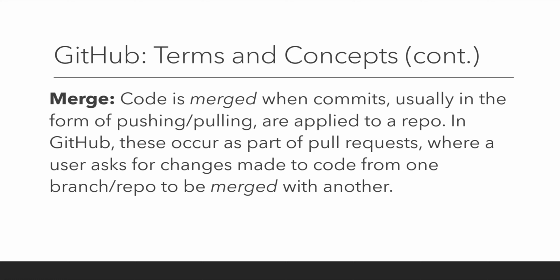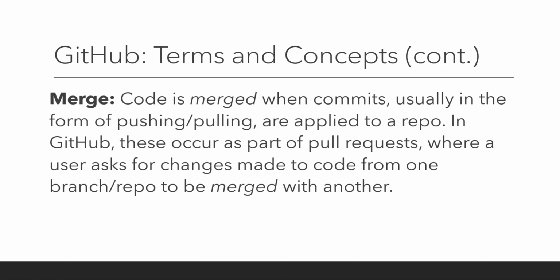So code is merged when commits, again, sets of changes, usually in the form of pushing and pulling, again, we're thinking of those verbs as we're dealing with commits, are applied to a repo. In GitHub, these occur as part of pull requests. Again, pull requests are requests to pull in sets of changes, pull in commits from another repo or another branch.